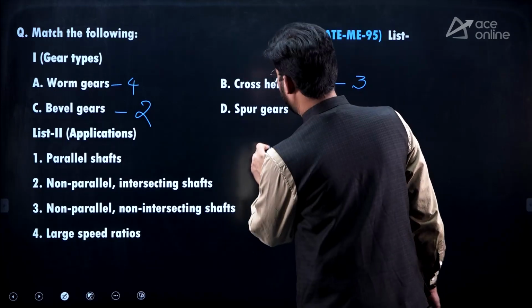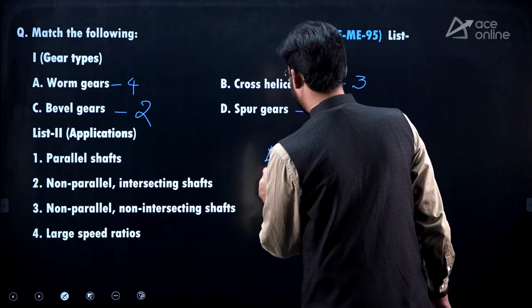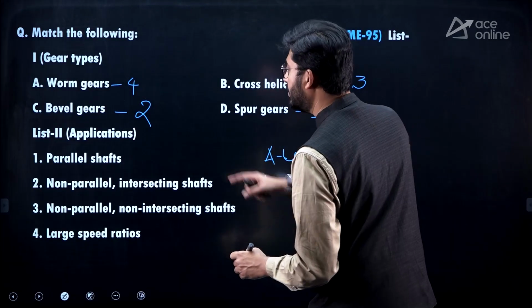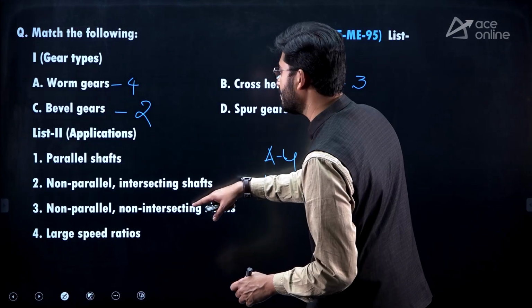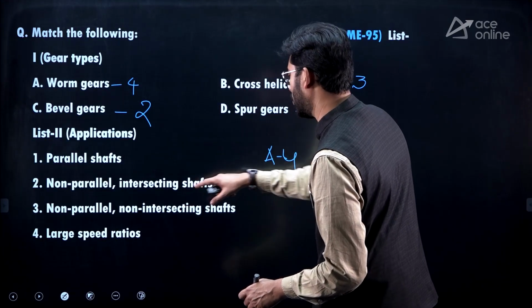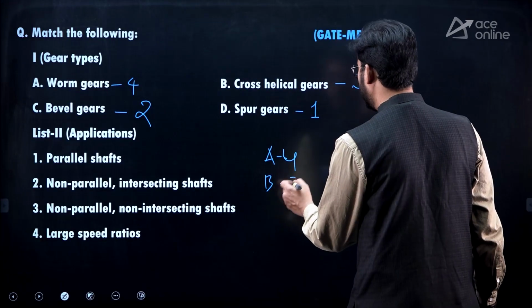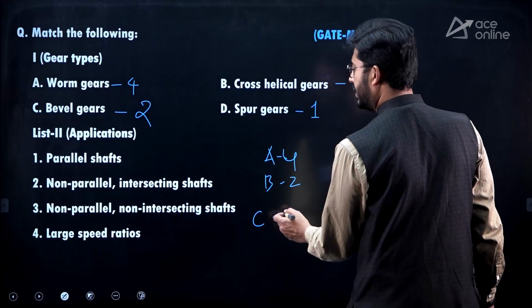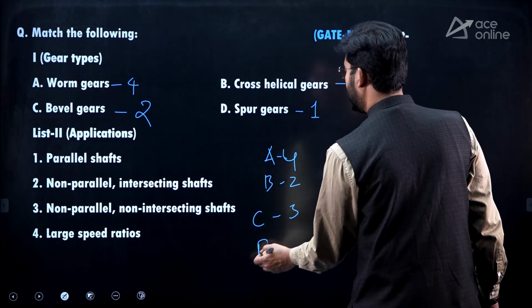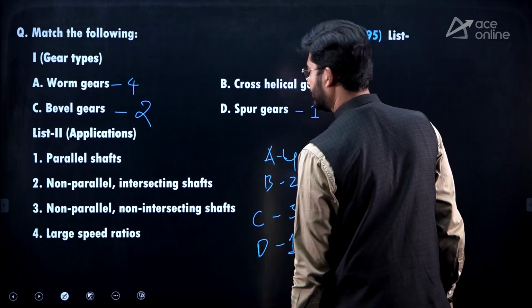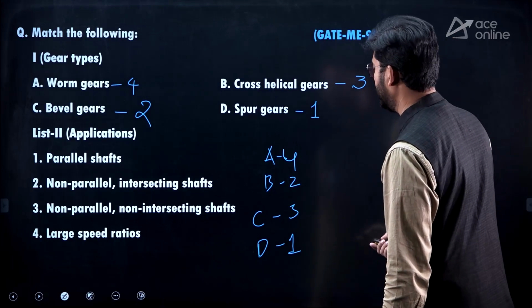So the code here is A4, and next is B, that is for bevel gear, and it is for non-parallel and intersecting, that is B2, and C it is 3, and D it is 1. Okay, so this will be the code.